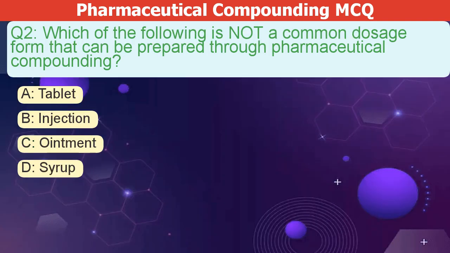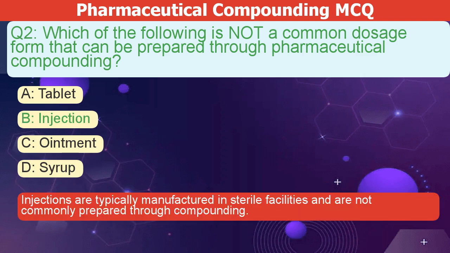Which of the following is not a common dosage form prepared through pharmaceutical compounding? A. Tablet. B. Injection. C. Ointment. D. Syrup. The correct answer is B. Injections are typically manufactured in sterile facilities and are not commonly prepared through compounding.